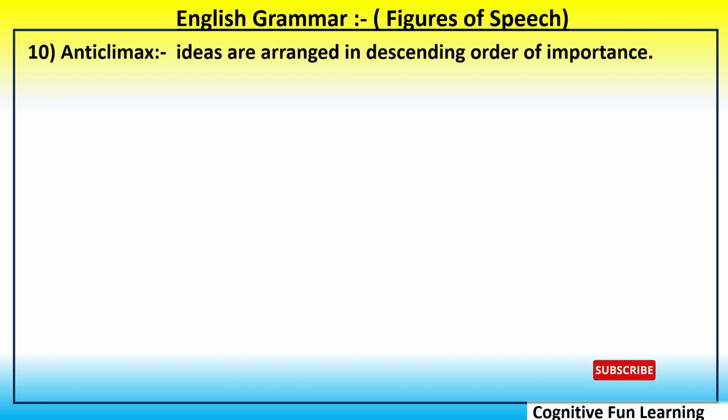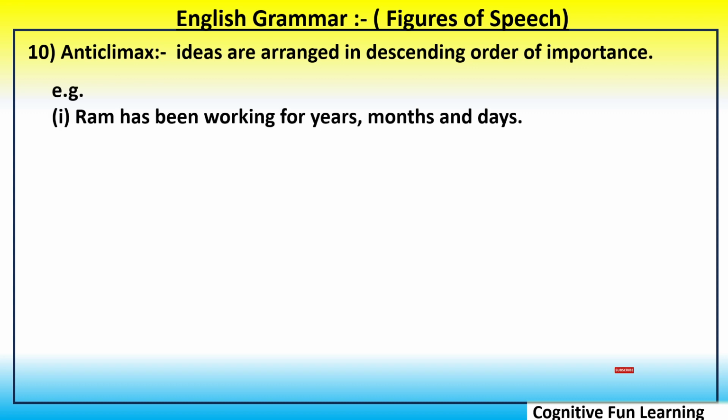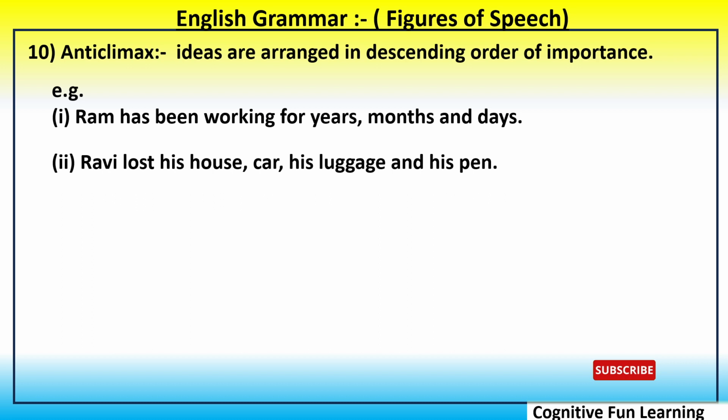Next figure of speech is anticlimax. Ideas are arranged in descending order of importance and anticlimax is totally opposite of climax. Like for example, Ram has been working for years, months and days. Next sentence is Ravi lost his house, car, his luggage and his pen. So this is an example of anticlimax.